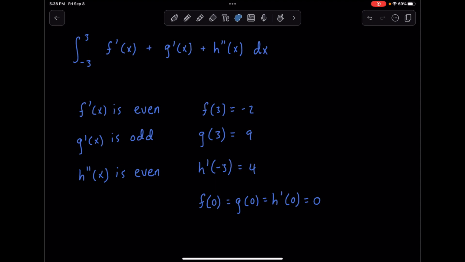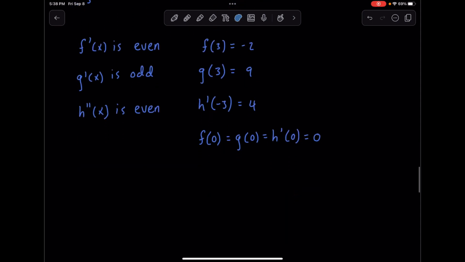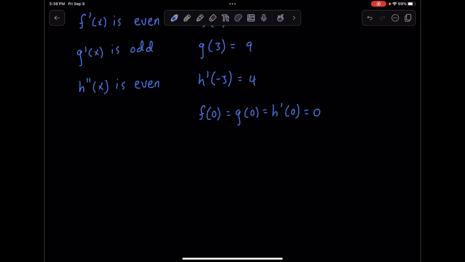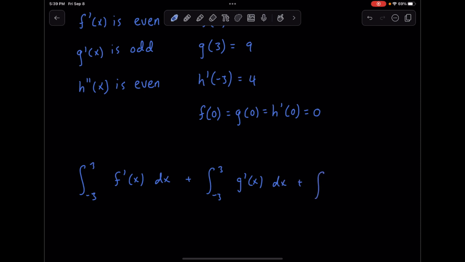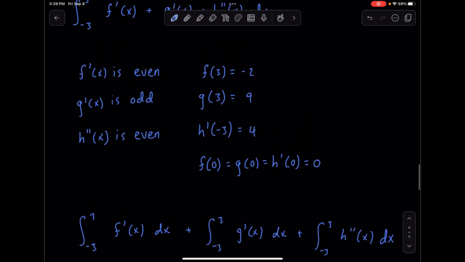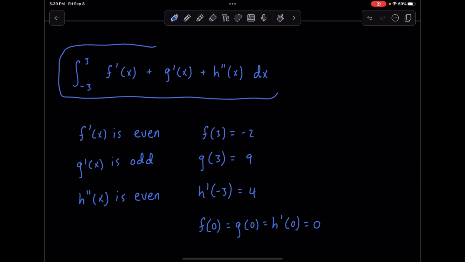So here's a more theoretical integral that involves us understanding even and odd functions. Let's start by splitting the integral into three parts. So we have the integral from -3 to 3 of f prime of x dx, plus the integral from -3 to 3 of g prime of x dx, plus the integral from -3 to 3 of h double prime of x dx. So all I did there was split the original integral.